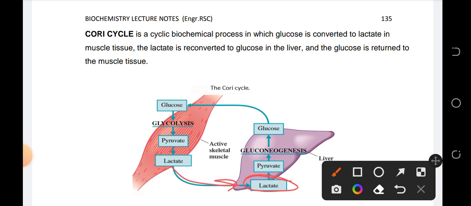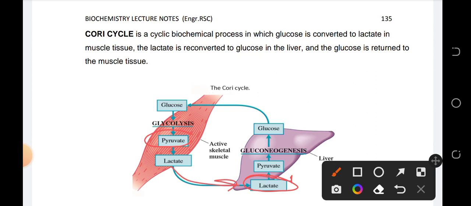So babalik siya as pyruvate. So as you could see, 'di ba dalawa ang fate ng pyruvate sa human body. It could be an acetate. So from the pyruvate, magiging acetyl-CoA siya, tapos papasok sa Krebs cycle. Or it could be stored in the muscle as lactate.